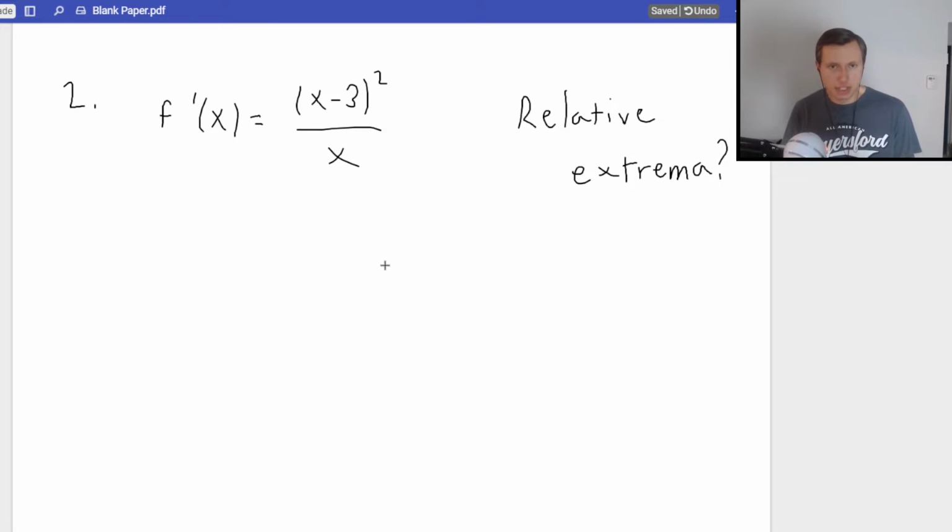And to do that, the first thing I'm going to do is set it equal to 0. Now, since I have a fraction here, you need to remember whenever you have a fraction in your first derivative, you set both the numerator and the denominator equal to 0.